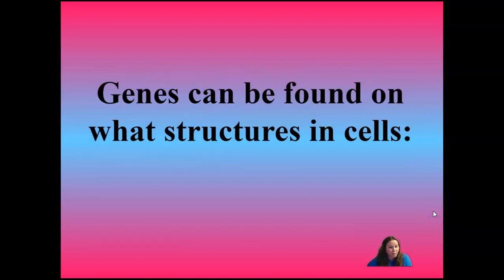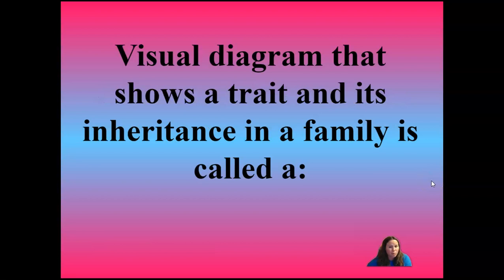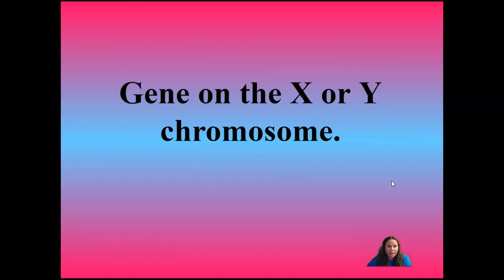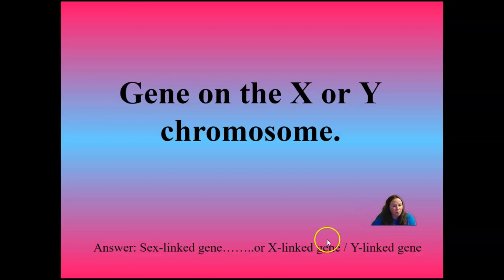Genes can be found on what structures in cells? Answer is chromosomes. A visual diagram that shows a trait and its inheritance in a family is called what? Answer, pedigree. A gene on the X or Y chromosome is called what? Sex-linked gene, or an X-linked gene, or a Y-linked gene, which we did not do any Y-linked problems, just ones from the X chromosome.